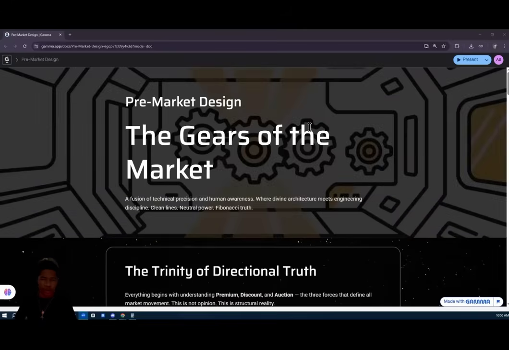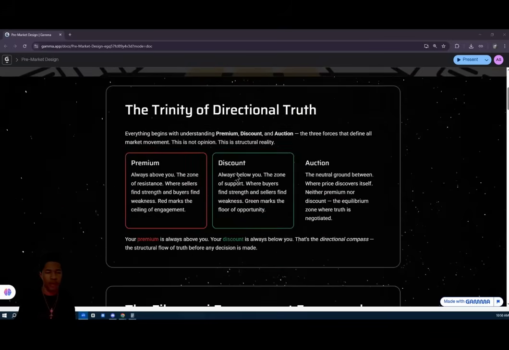All right, so pre-market design, the gears of the market. This is pre-market design, the strategy in coordination with the fibs, and how they work. You have three different things: premium, discount, and auction price. These are just the three simple structures that make everything move.